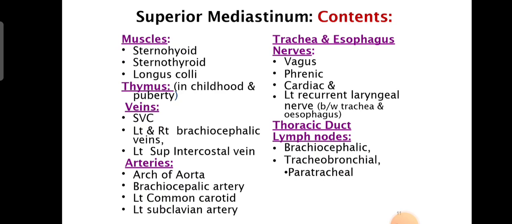The veins are the superior vena cava, the right and left brachiocephalic veins, and left superior intercostal vein. The arteries are the arch of aorta, brachiocephalic artery, left common carotid and left subclavian artery. Then we have trachea and the esophagus. Various nerves are found in this, that is vagus, phrenic, cardiac plexus, and the left recurrent laryngeal nerve between the trachea and the esophagus. Also we have thoracic duct, lymph nodes, like tracheobronchial and paratracheal group of lymph nodes.